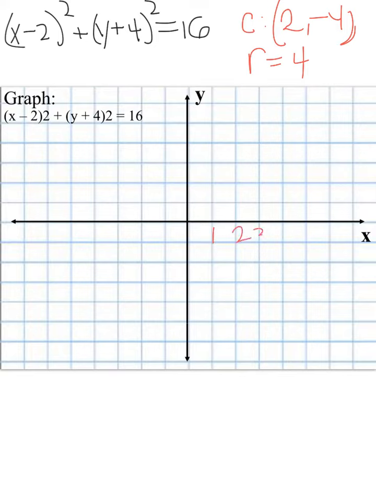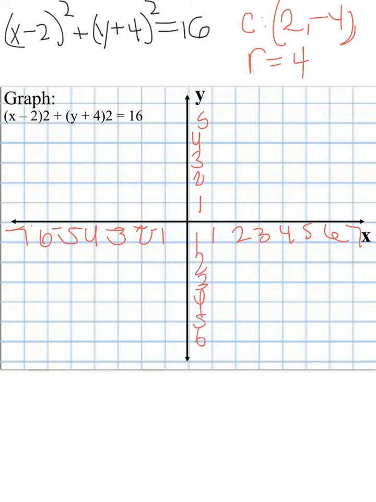So 1, 2, 3, 4, 5, 6, 7. 1, 2, 3, 4, 5. Maybe not. Well, I'm going to extend my Cartesian plane this time.